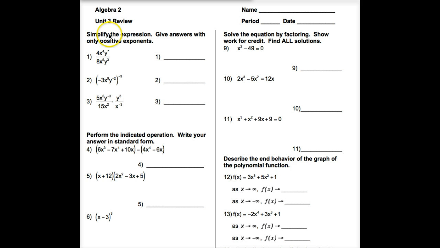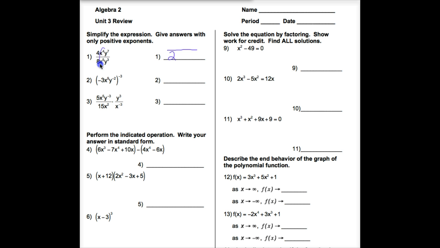So on number 1, exponent rules, I need to deal with each piece separately. So I've got my coefficient piece, my x piece, and my y piece. On the coefficient piece, 4 over 8 reduces to 1 over 2. So I put my 2 on the bottom. I know that I may or may not need the 1 on the top.